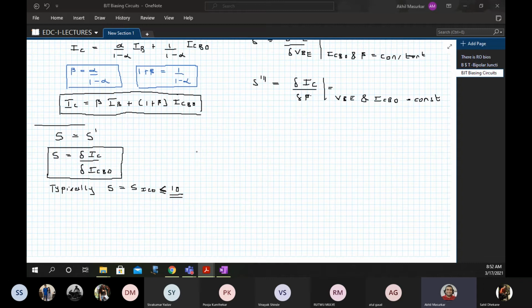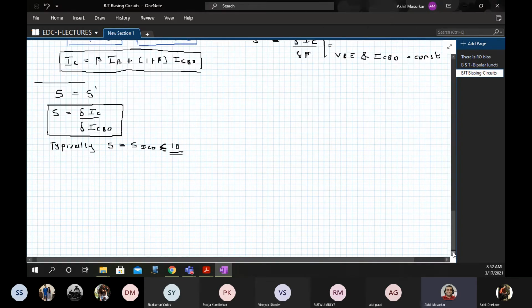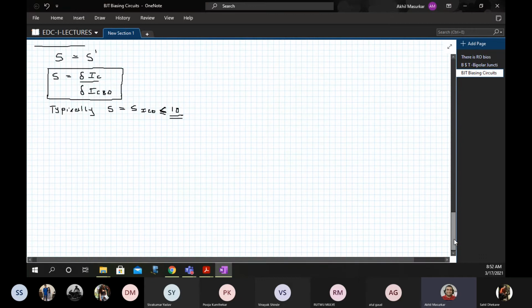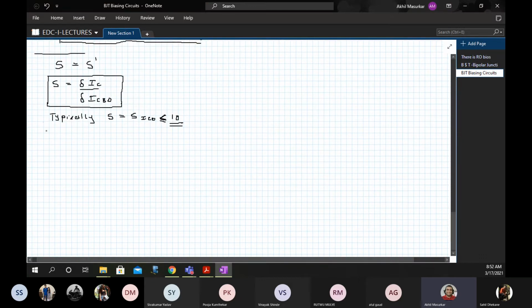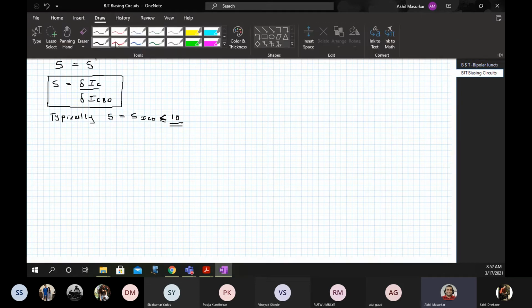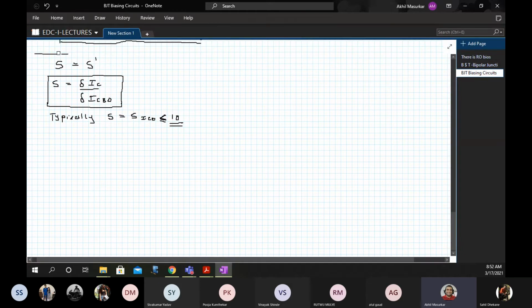But just working with this derivative is going to be difficult, because we don't have ICBO when we are doing the Q point. So now I am going to go ahead with one more small derivation. Let us write here: expression for stability factor.